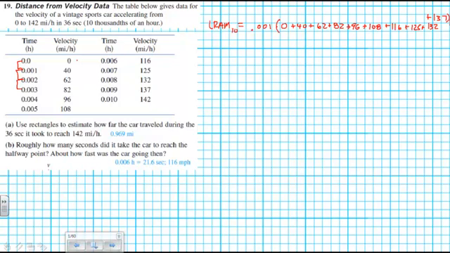Now, when I add up those values, it looks like I get 1040, and if I multiply that by 0.001, it looks like I get 1.04 miles.